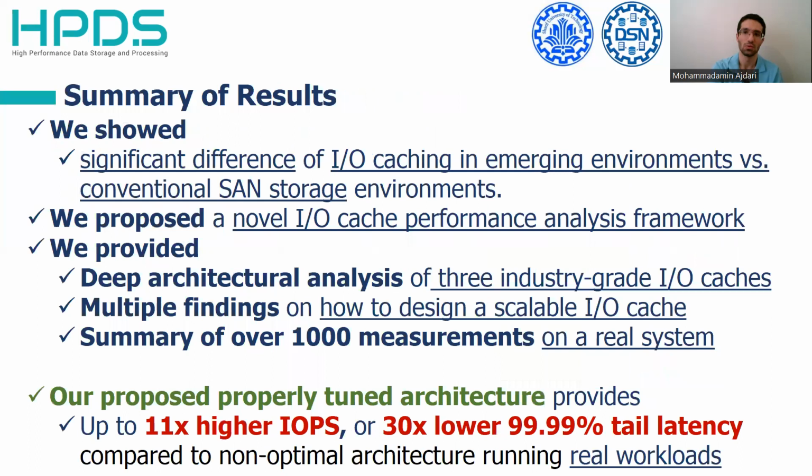In conclusion, we showed why and how to re-architect IO caches for emerging fast environments. Our proposed architectural design choices improve the average performance and quality of service by over an order of magnitude.